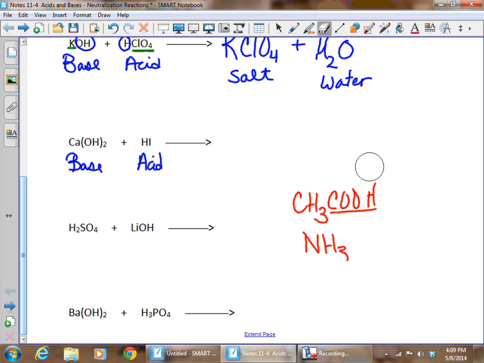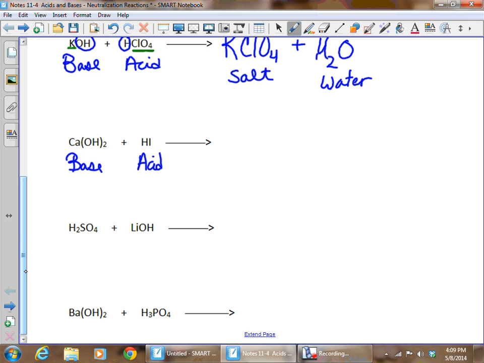Everything else, if it's a metal plus a nonmetal, it's going to be a salt. So if it's not an acid or a base, and it's an ionic compound, and that's all really I put on the worksheet, then it's going to be labeled as a salt. So make sure you pay attention to those.